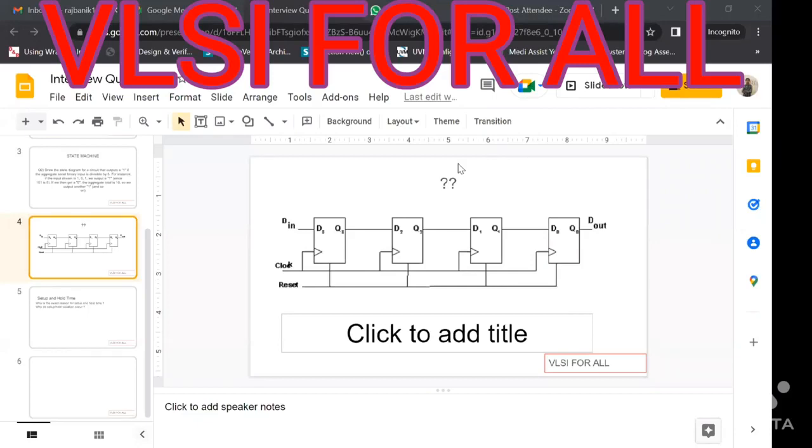Sir, if there is a delay in the clock, like at D2 we are getting the clock at, for example, 2 nanosecond delay, and at D1 we are getting it at 3, and at D0 at 4 delay, so first only we are getting the output at Q0. Because of that delay in the clock, we might get D out in the same cycle only. Non-ideality of clock, delay in the clock.